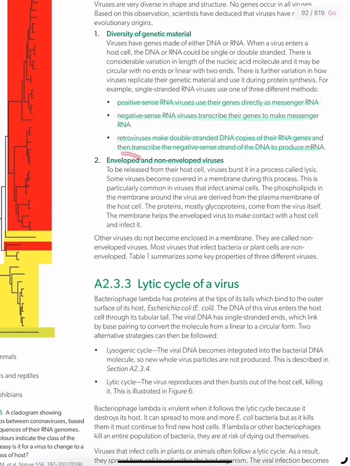And then we have enveloped and non-enveloped viruses. To be released from their host cell, viruses burst in a process called lysis. So some viruses become covered in a membrane during this process. This is particularly common in viruses that infect animal cells. The phospholipids in the membrane around the virus are derived from the plasma membrane of the host cell. So the proteins, mostly glycoproteins, come from the virus itself. And the membrane helps the enveloped virus to make contact with a host cell and infect it.